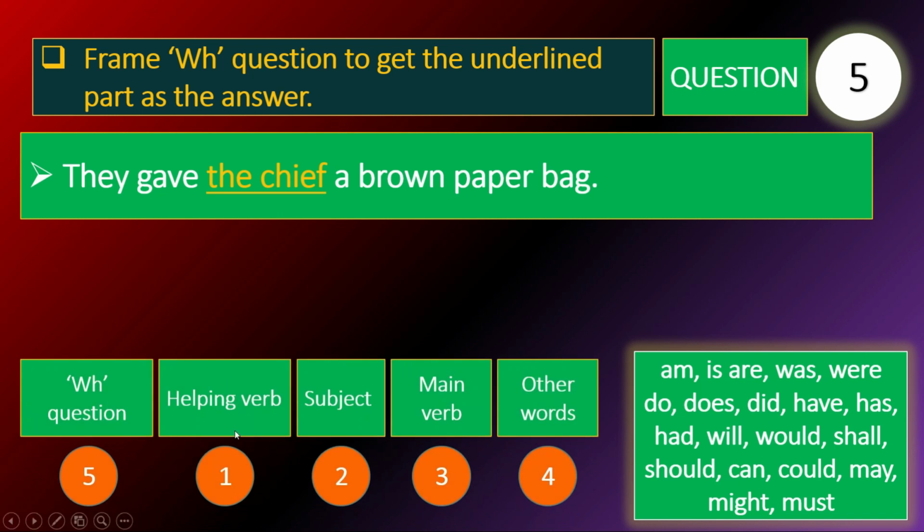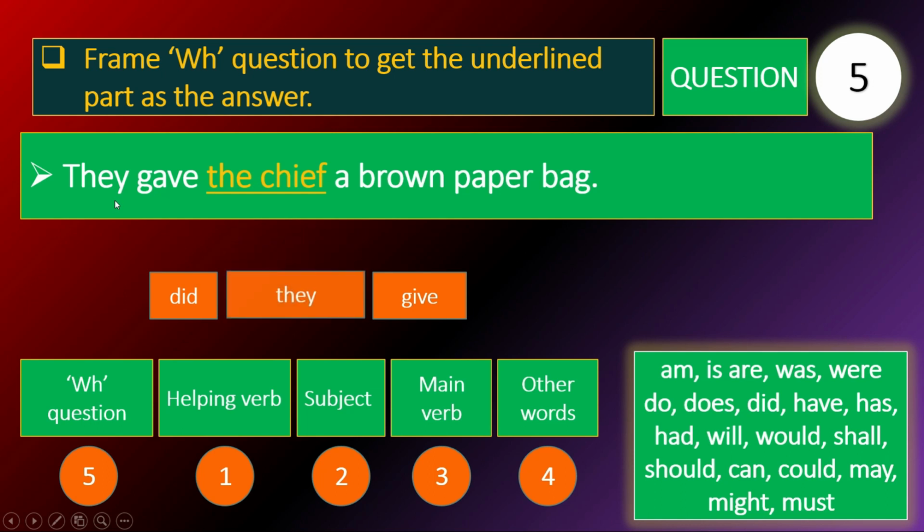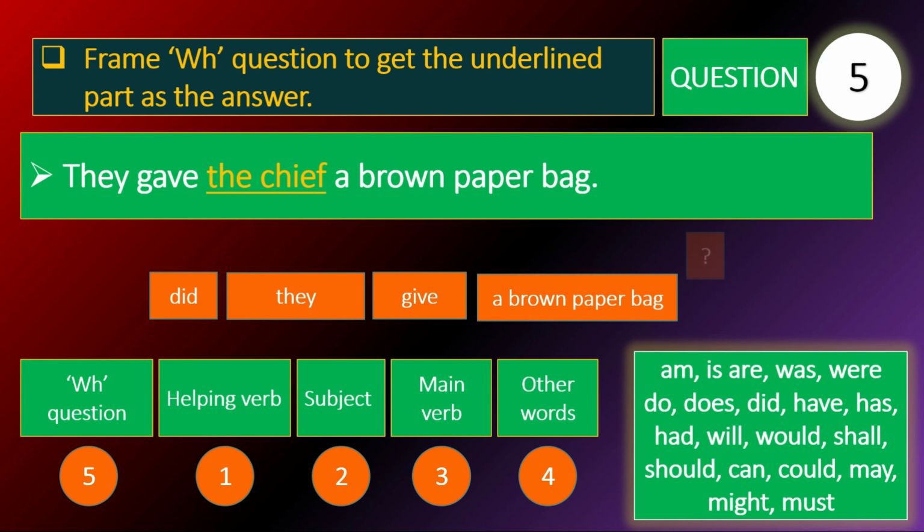And look at this order of the words. Helping verb, we have to find the helping verb just like we did before. Gave is V2 and you can split that into did and give, and then you put the subject between them. So did they give what? A brown paper bag. A question mark. Did they give a brown paper bag? Now we have framed a yes or no question, because for did they give a brown paper bag, the answer should be either yes or no.